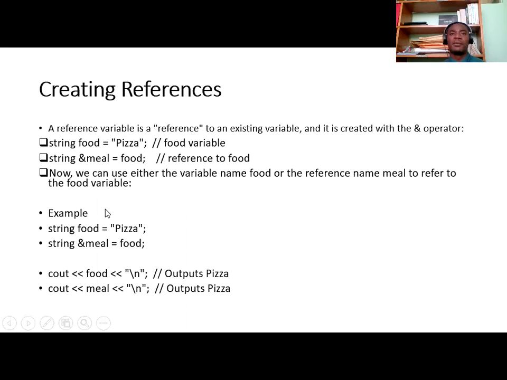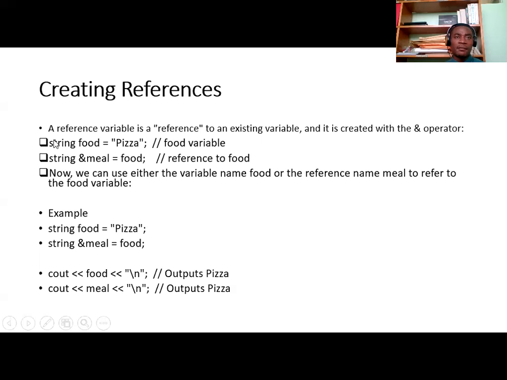A reference variable in C++ is a reference to an existing variable. It is what we commonly call in our society aliases. So think about it, somebody has the name John, but we say that they are also known as Biggs, all right? So those are the aliases.